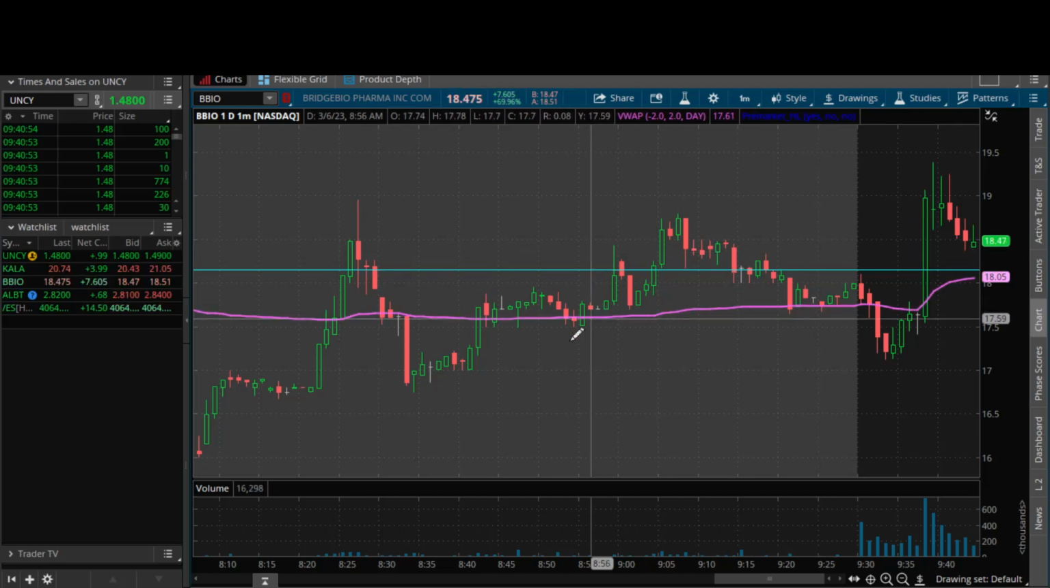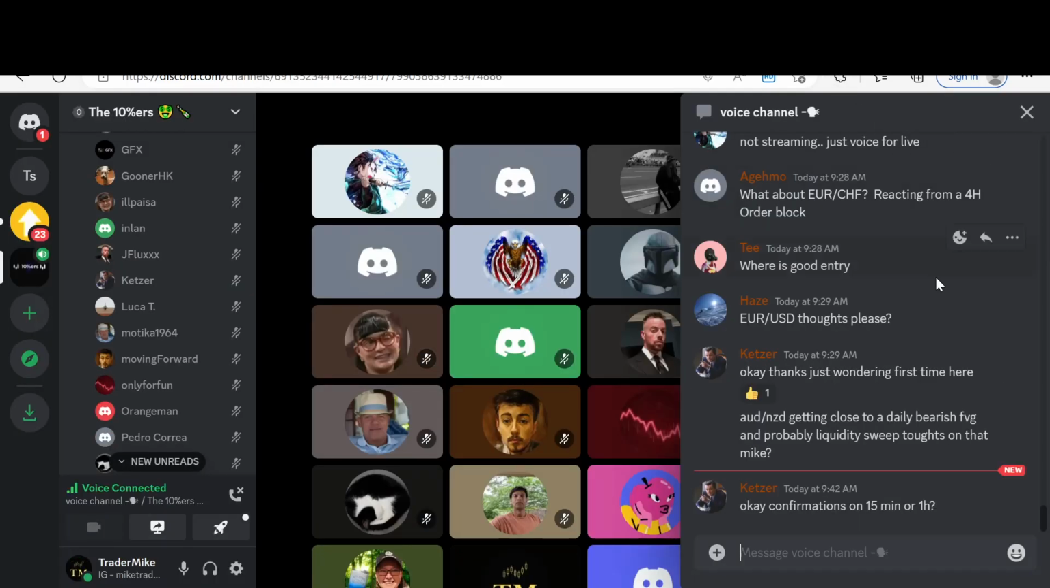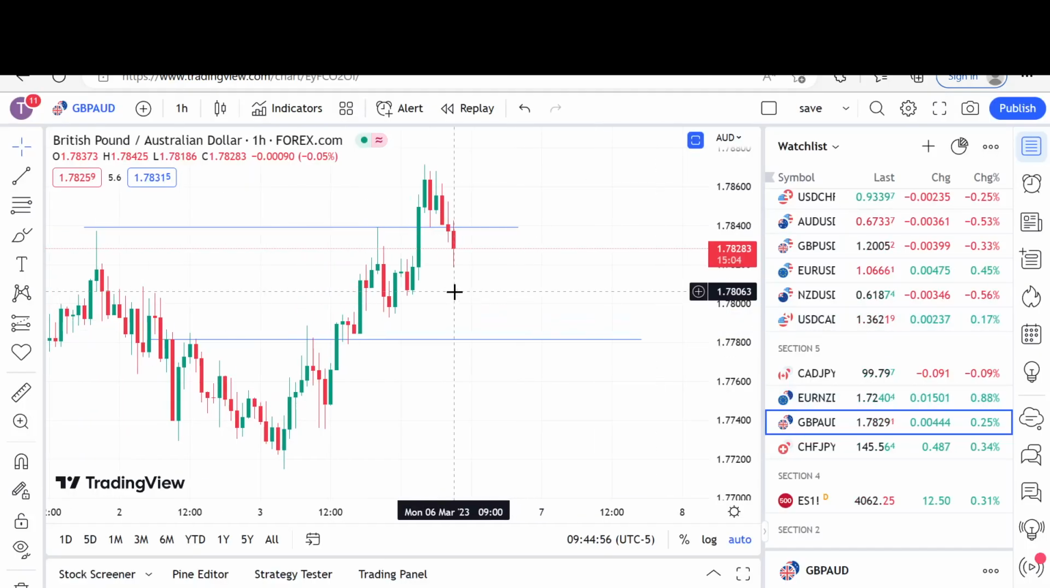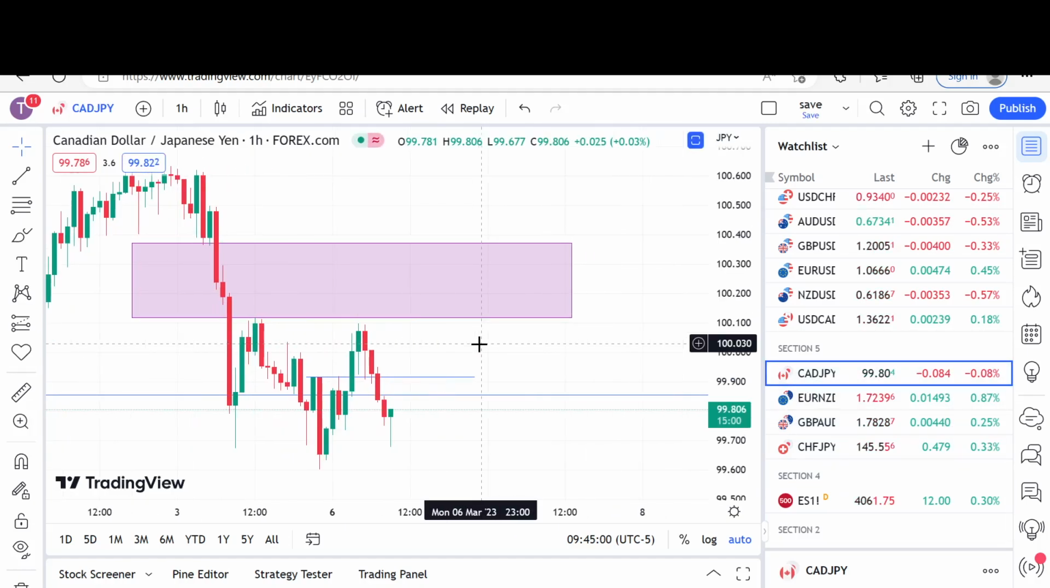Let's see what it does. This could be something interesting. Yep, confirmations on the 15-minute and 1 hour. That's what we want. We want a strong shift in market structure.